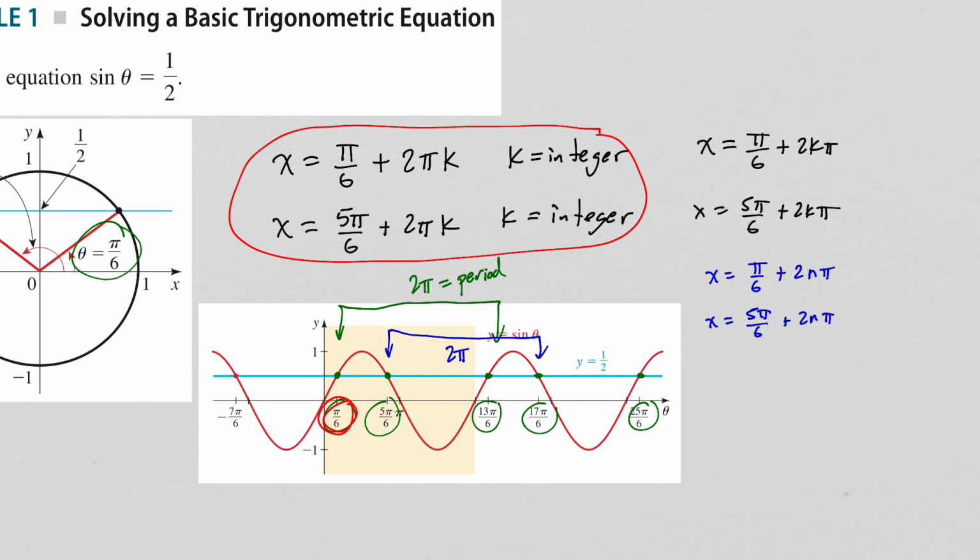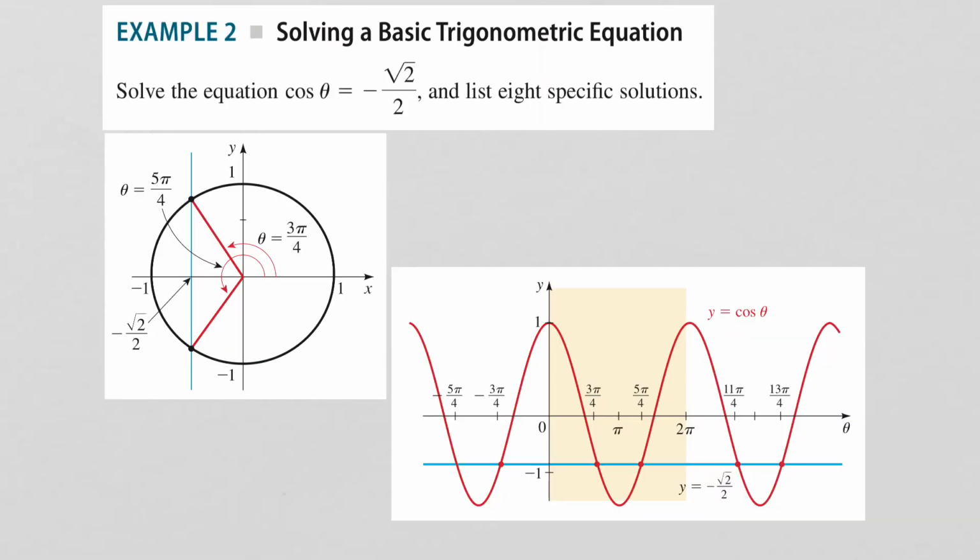Infinitely many solutions. So in our second example, this is very much the same thing. We have the cosine of theta equals negative radical 2 over 2. Now we know that cosine is negative in the second and third quadrants. So according to the unit circle, cosine is going to be negative radical 2 over 2 at the angle 3 pi over 4, and it's also going to be negative radical 2 over 2 at the angle 5 pi over 4.